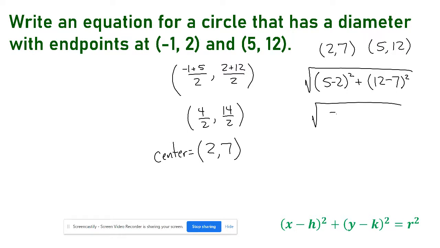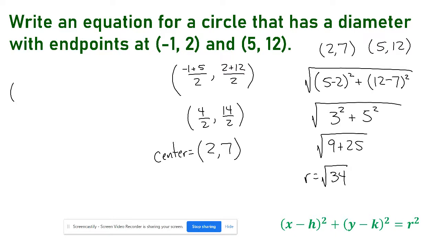I will get 3 squared for the first one and 5 squared for the second one. That's going to give me 9 plus 25, and that's going to give me the square root of 34. So my radius is the square root of 34. So now I have all my information. So let's set this up.